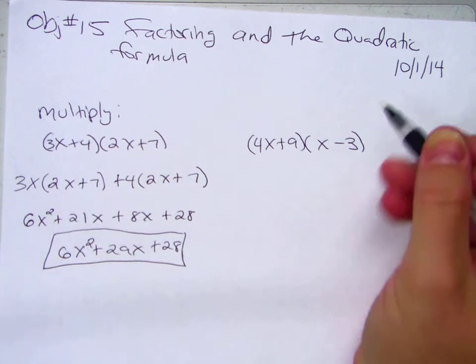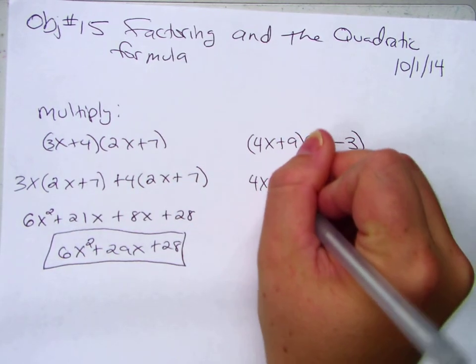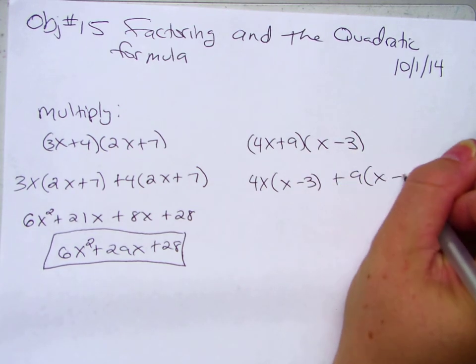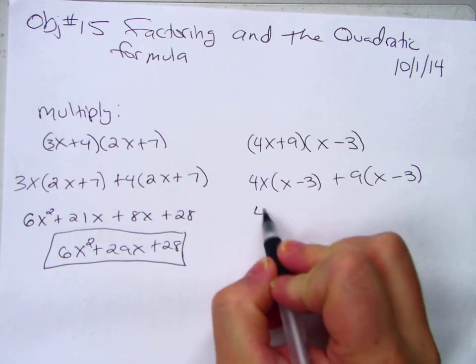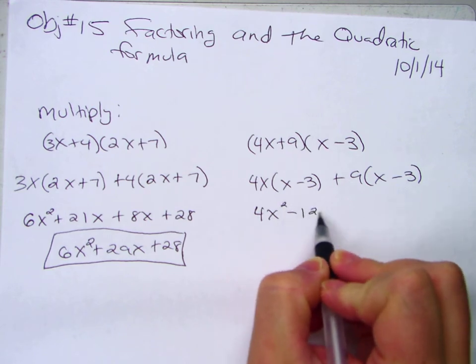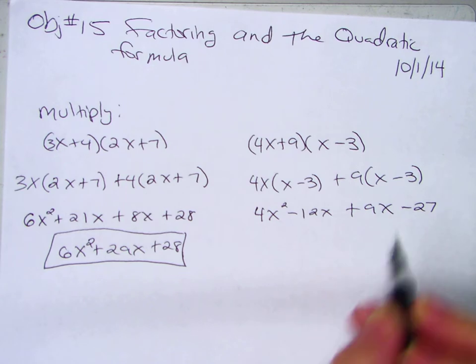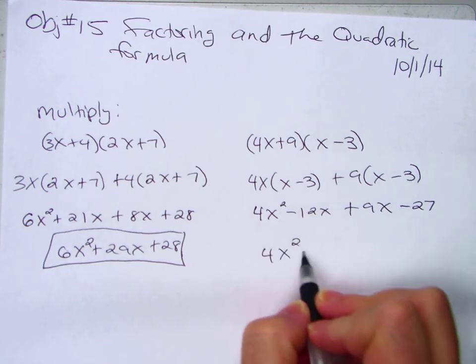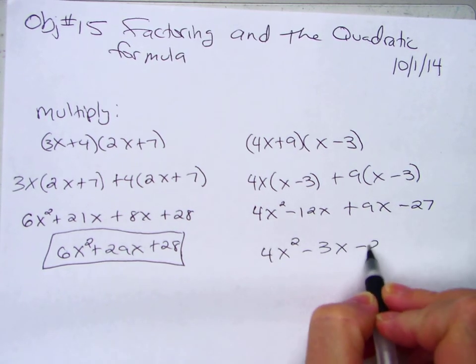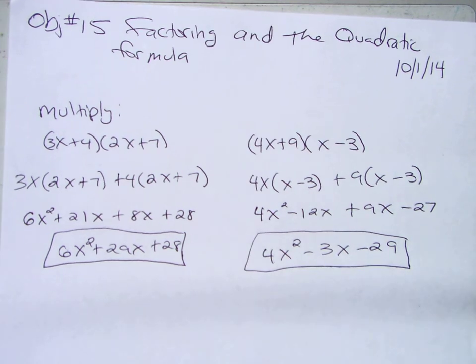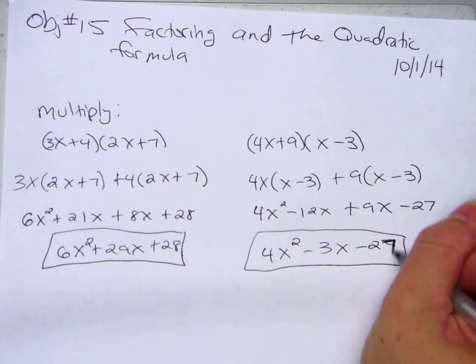Okay. And then this one, we have 4x times x minus 3 and 9 times x minus 3. Distribute. 4x squared minus 12x plus 9x minus 27. Again, combine the middle two. So these are the more difficult multiplying ones, so factoring them is also more difficult. I put 29. This is supposed to be 27.